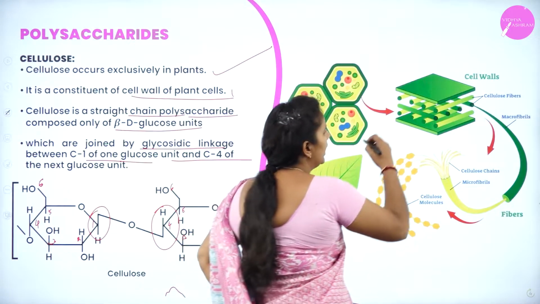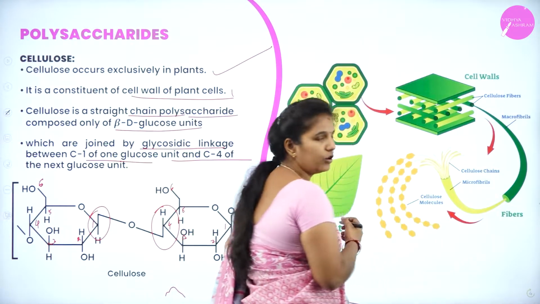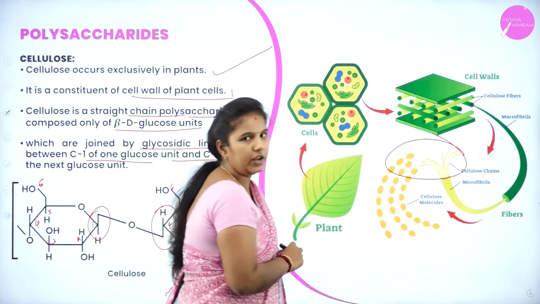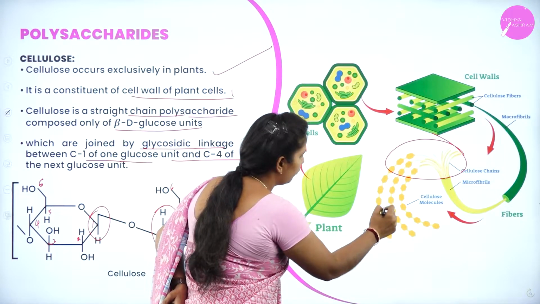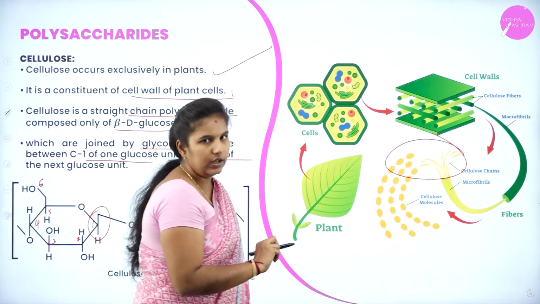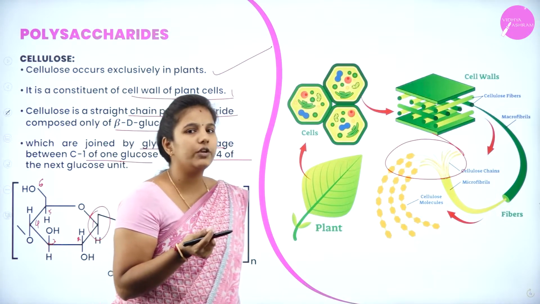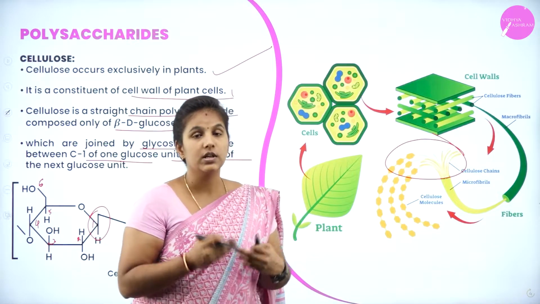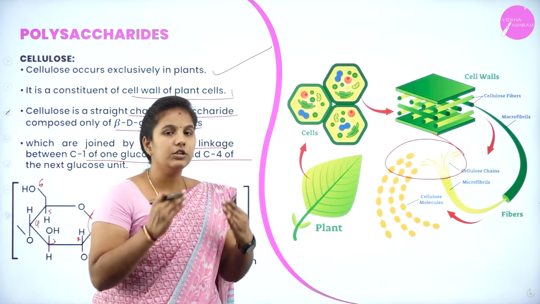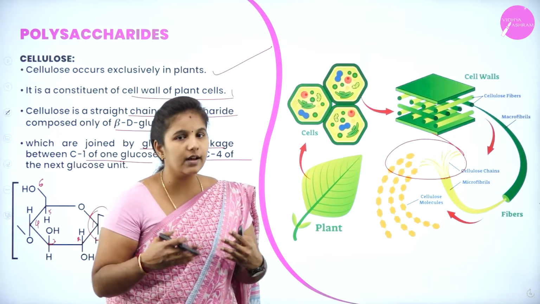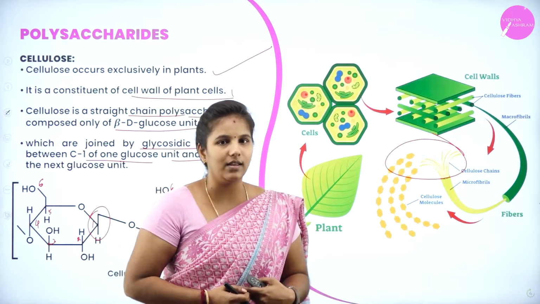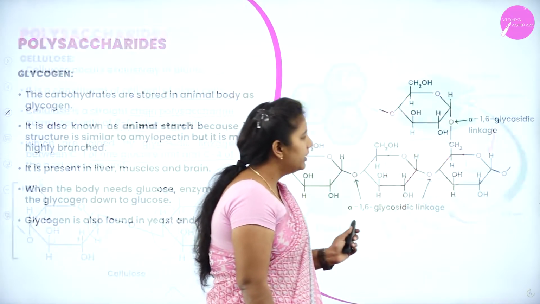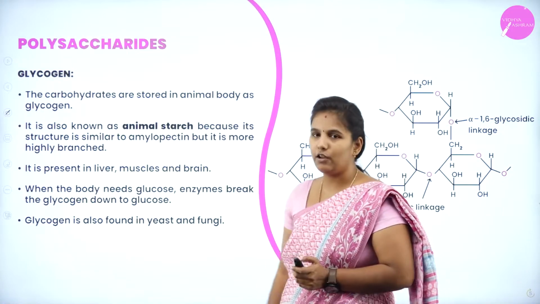If you take out any one of the microfibrils, you can see how this cellulose chain will be present. It will be in the form of a joint structure where each glucose unit is joined together by a glycosidic linkage. Especially at carbon 1 to carbon 4, they are linked together and form a glycosidic linkage. So hope you have understood the cellulose. We'll move on to the next polysaccharide, glycogen.